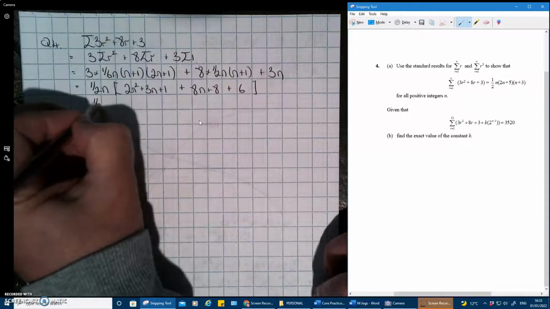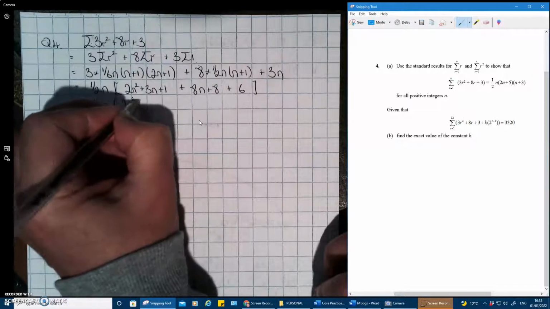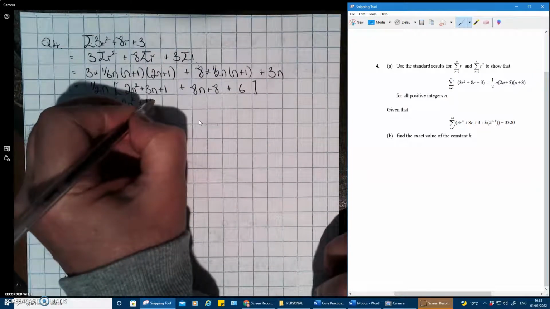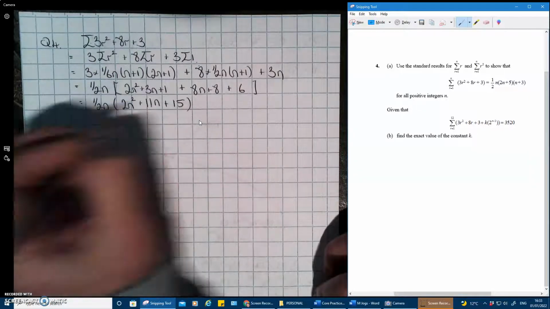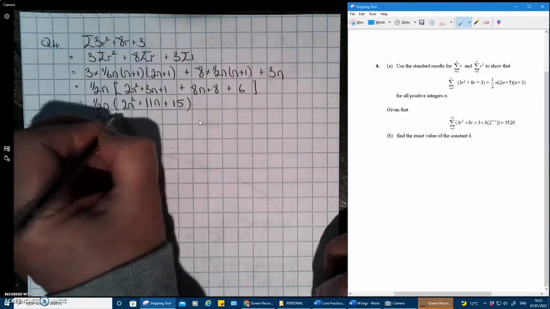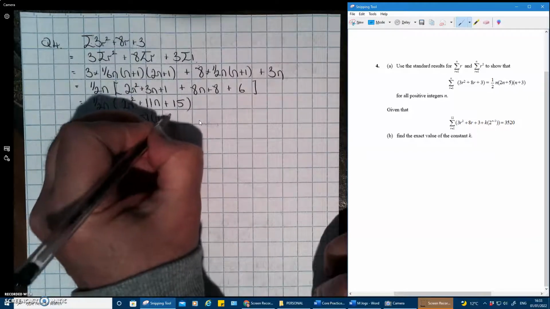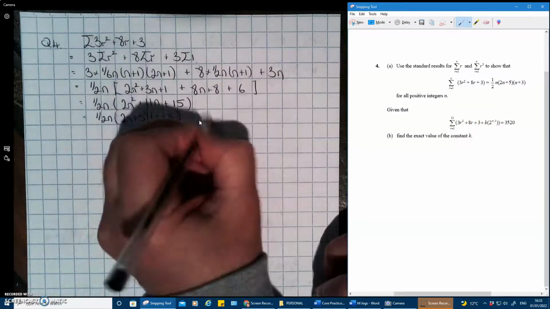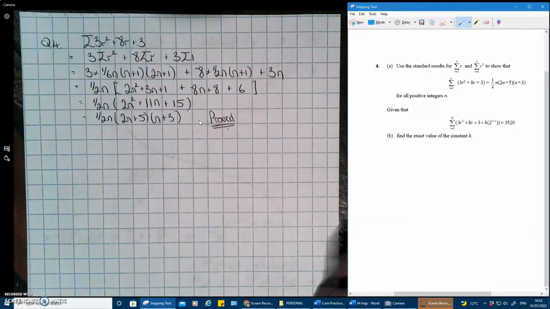So I've got a half n, 2n squared, 11n plus 15, and we get half n, 2n plus 5, n plus 3. And make a note that you've proved it, or QED, or something at the end.